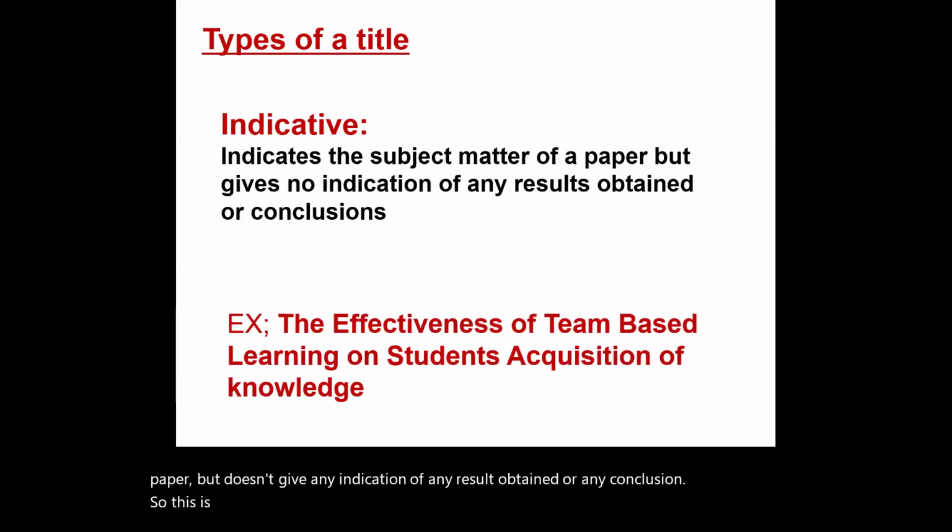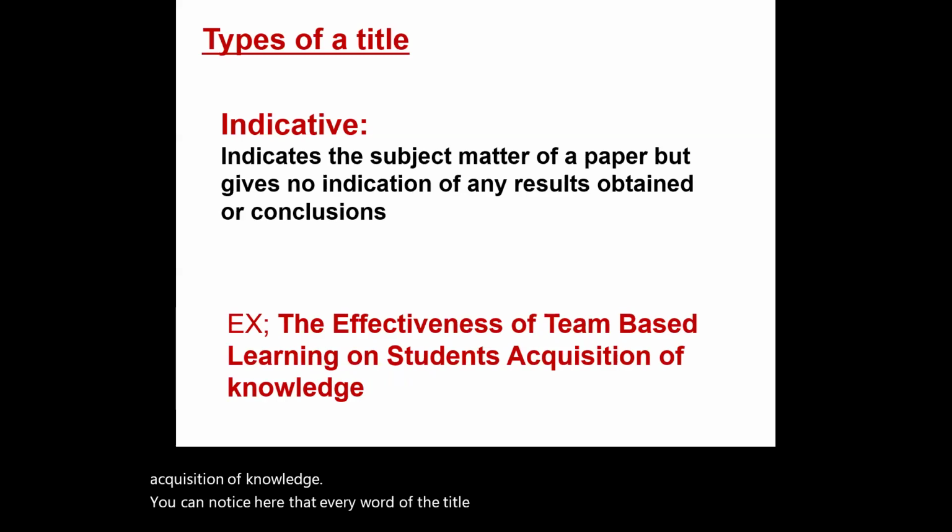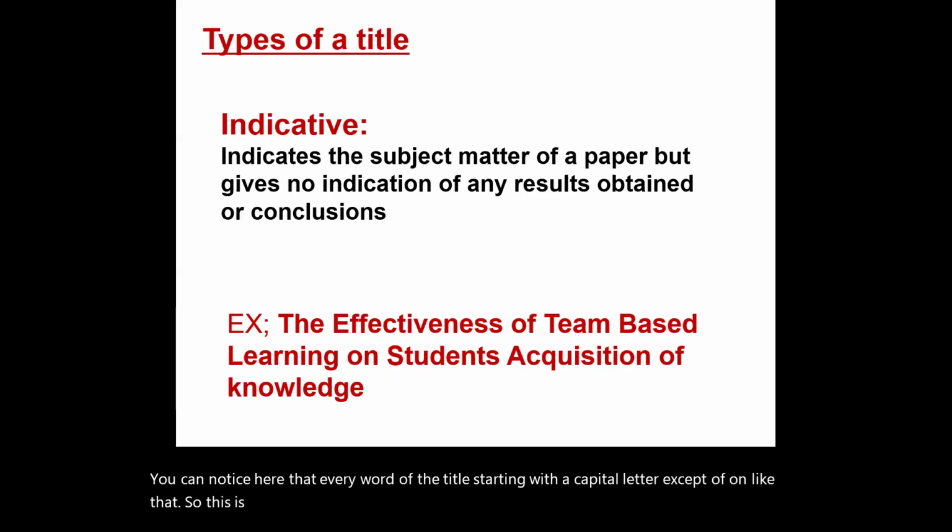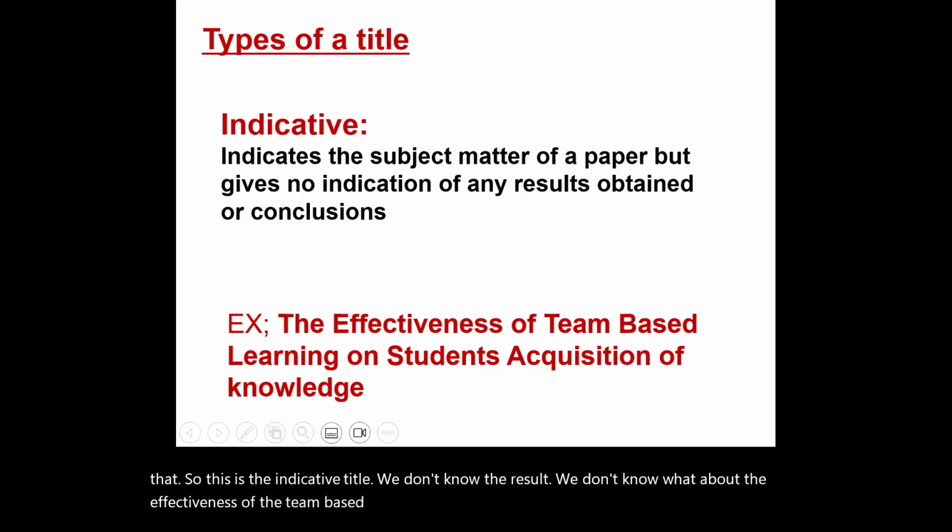If I'm going to say, The Effectiveness of Team-Based Learning on Student Acquisition of Knowledge, you can notice here that every word of the title starts with a capital letter, except of, on, and the like. So this is the indicative title. We don't know the result. We don't know what about the effectiveness of the team-based learning on student acquisition. So this is a type of indicative title.